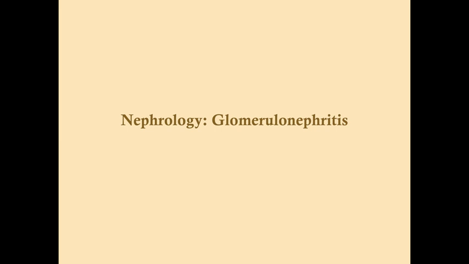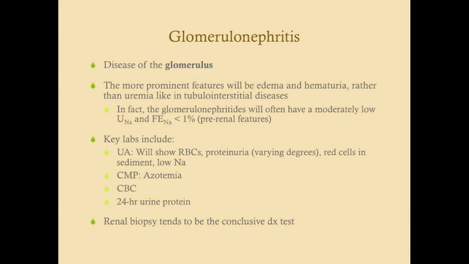So on to glomerulonephritis. Glomerulonephritis is simply what it says. It's a disease of the glomerulus. The more prominent features in glomerulonephritis are going to be hematuria, red cells in the urine, or it can be edema if we actually have nephrotic syndrome. This is in contrast to the tubulointerstitial diseases where we actually see uremia as a prominent symptom.